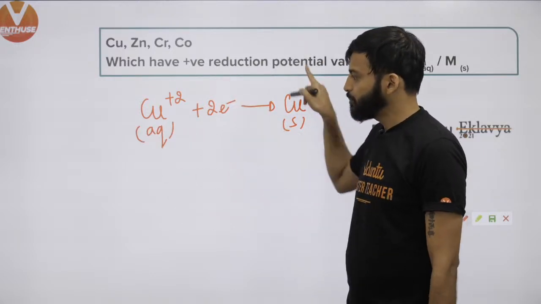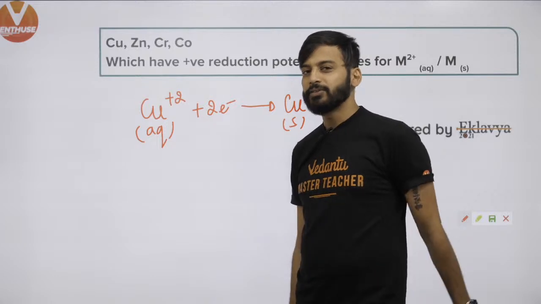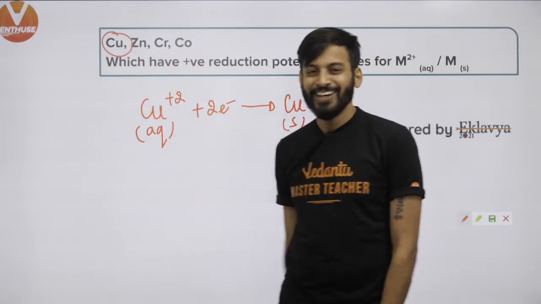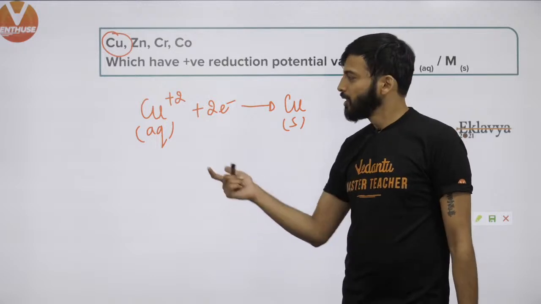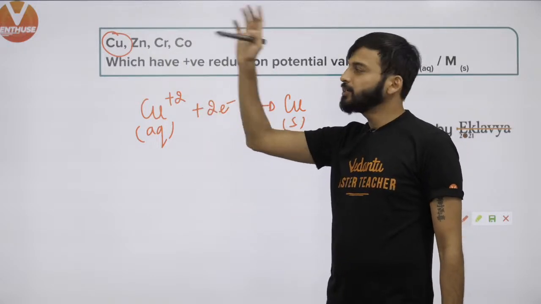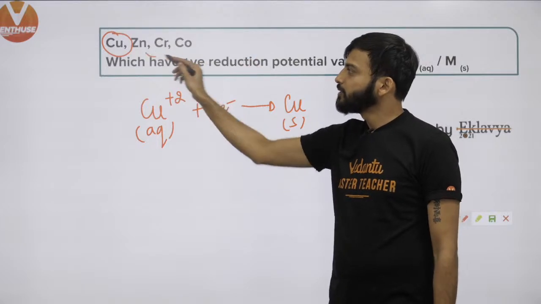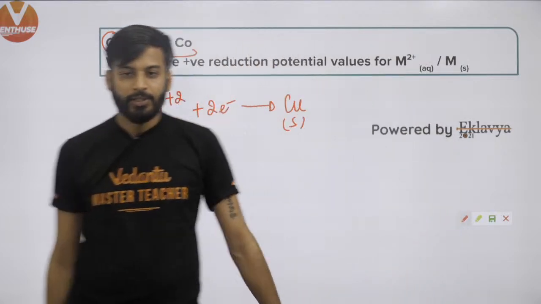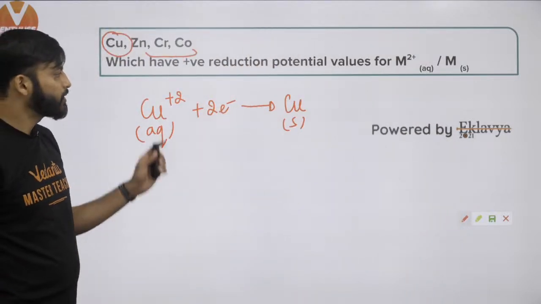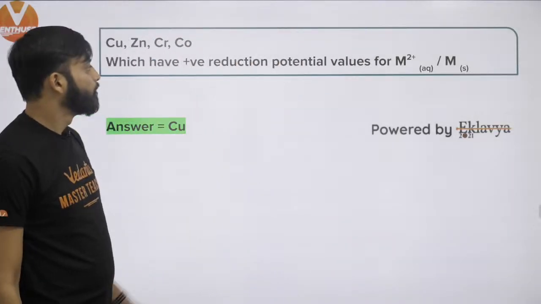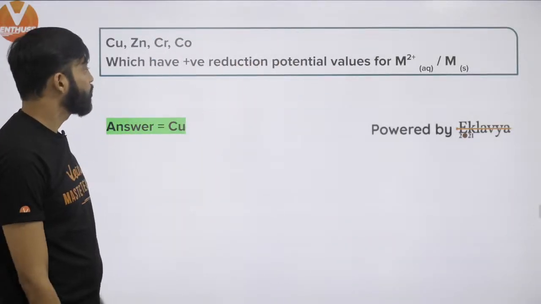Here the SRP value, this is a little bit data driven question. I don't like this question because it was a data driven question. Again, copper has the positive SRP value here out of all these. Okay, copper was the correct answer. Reduction potential. Okay, let's go.